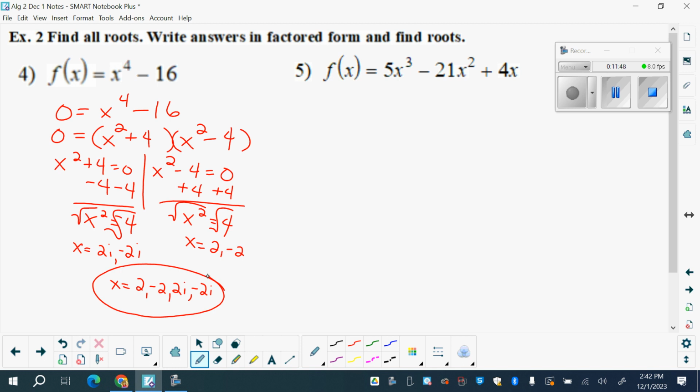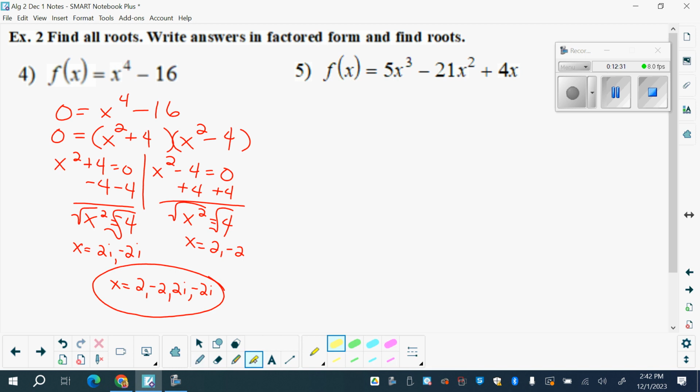So how many zeros do we have? Or roots? 4. And what's our degree? 4. So they match. Okay, number 5 is a little different. What is different about number 5? So it's got an x to the third: 5x to the third minus 21x squared plus 4x. So it doesn't have a fourth term. It only has 3 terms. We have to factor. How do we factor this one? Is there something else we have to do first?